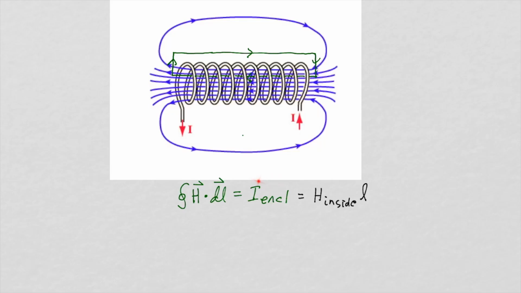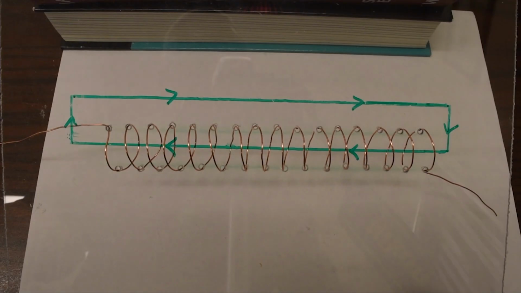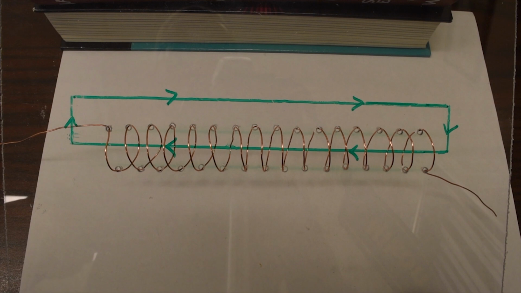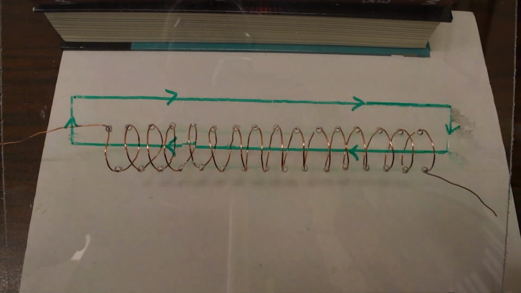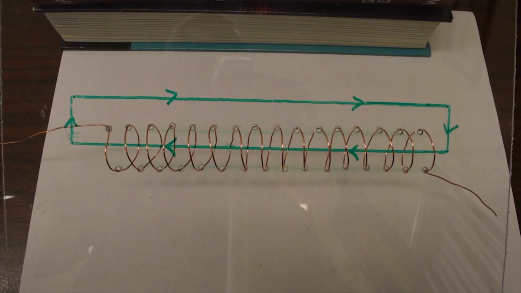So now we have to determine the current enclosed by our path. That will be the current going through this area right here defined by our path of integration. Here's a view of the path of integration with an actual coil, and the path is traced on the piece of plastic that's cutting through the center of the coil. So the lower part of the path is on the inside of the coil.